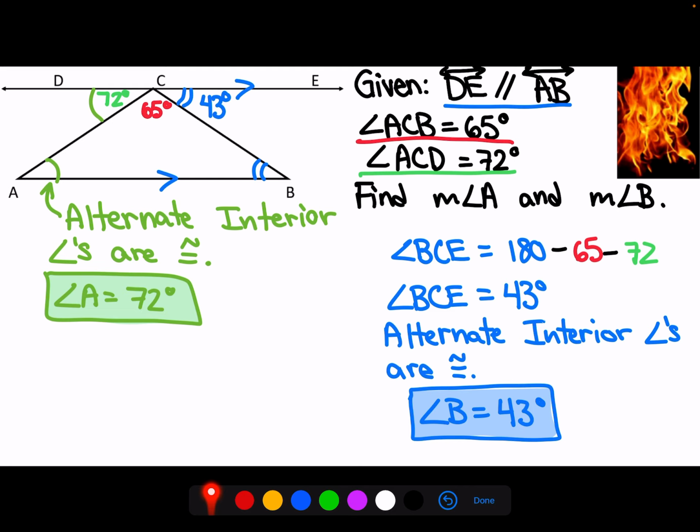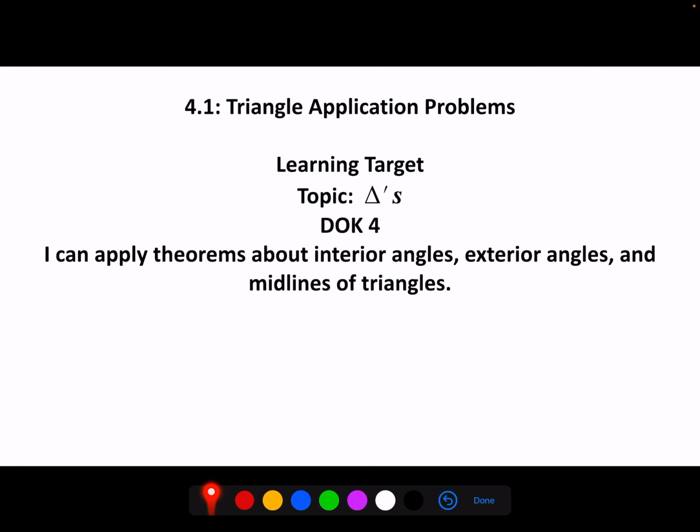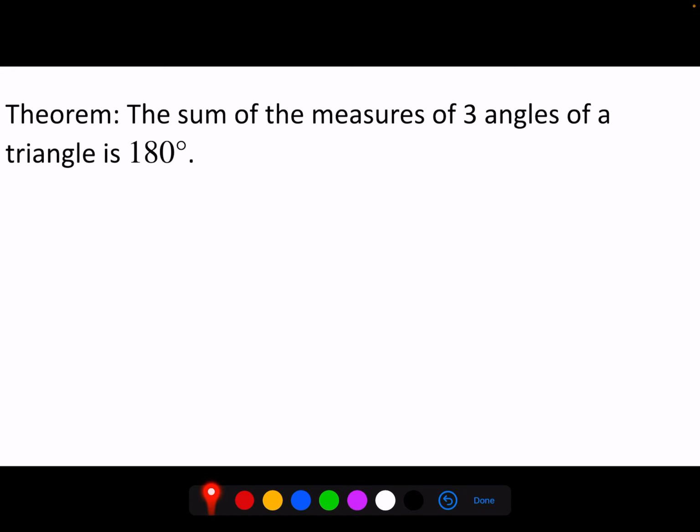All right, so keep this in mind. We will be using this for a proof in just a few minutes. But today, we are covering 4.1 triangle application problems. Our learning target is I can apply theorems about interior angles, exterior angles, and midlines of triangles. Let's go ahead and jump right in.